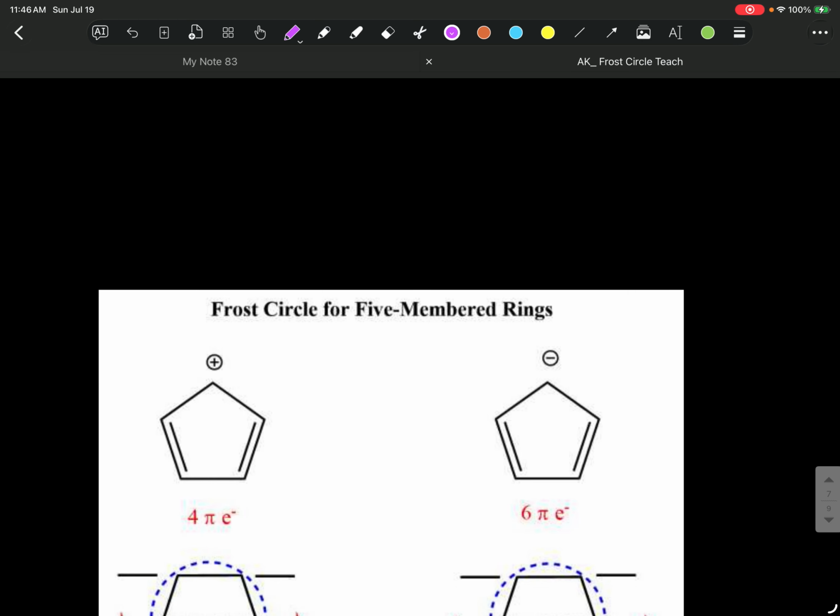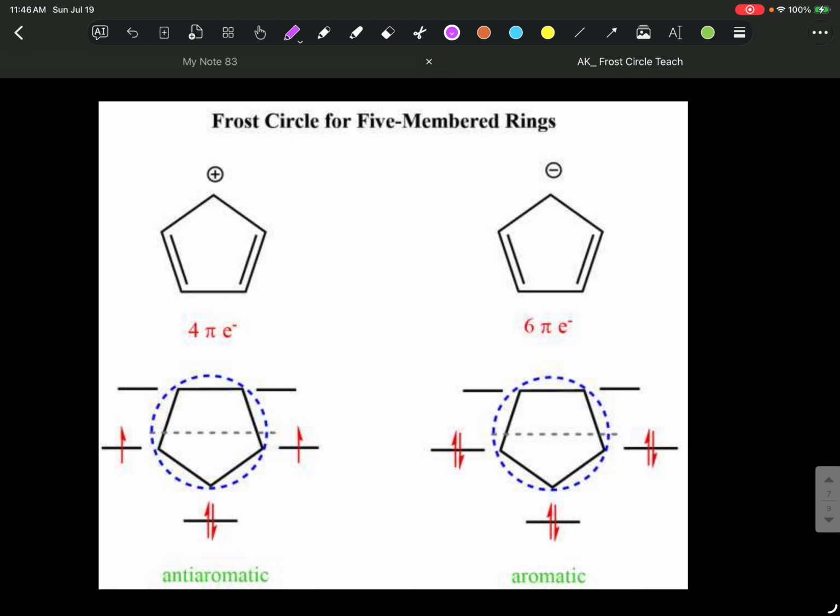Now if you were to extend this for a 5-membered ring, again we are only using the examples where it is conjugated within the ring. So here this is an empty p orbital with a positive sign. This is a filled p orbital, which means it will have 2 electrons in that. So that's the reason we have 4 pi electrons in the left one and 6 pi electrons in the right one.